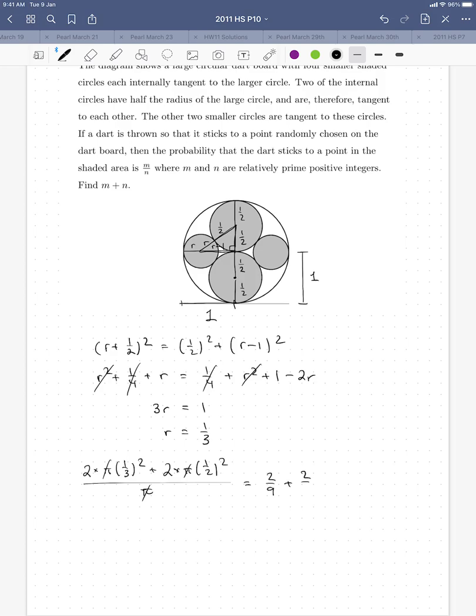plus 2/4, and then we just have to put them on the same denominator, so times 4 in this one, 8, times 9 in this one, over 36, I guess, and that is 26 over 36, which is 13 over 18. So that is our m and our n, and m plus n is going to be 31.